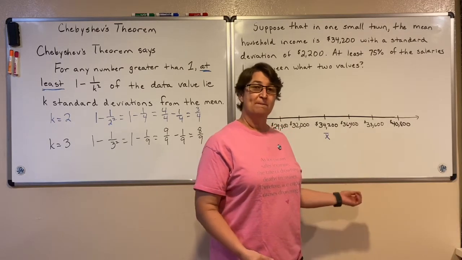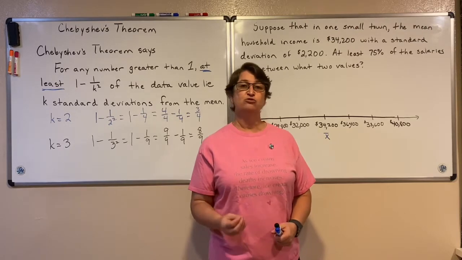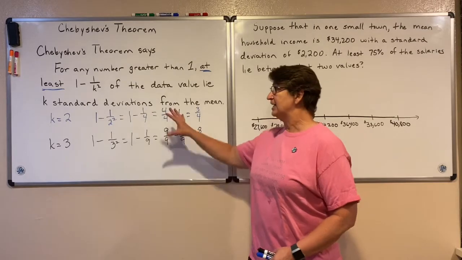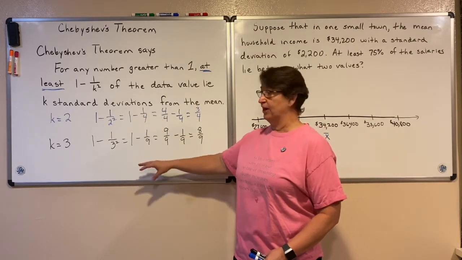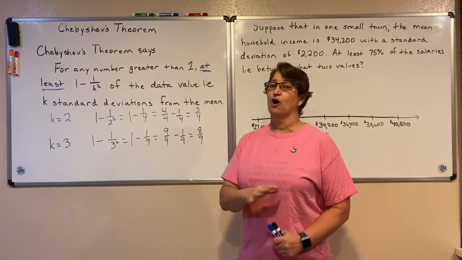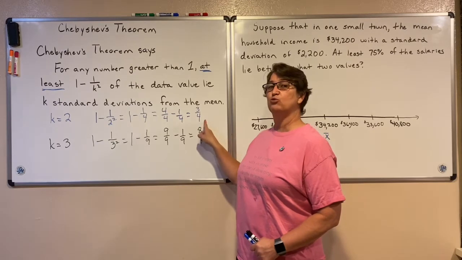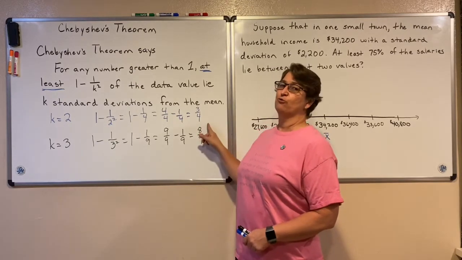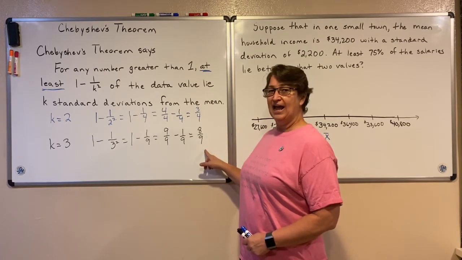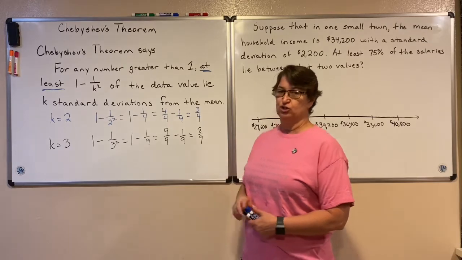So knowing the mean and how spread out your data is can really let you know something about that data set. We can keep doing this forever and ever, go out further and further, but really all we need to know for our class is that at least 3/4 of the data lies within 2 standard deviations, and at least 8/9 of the data lies within 3 standard deviations.